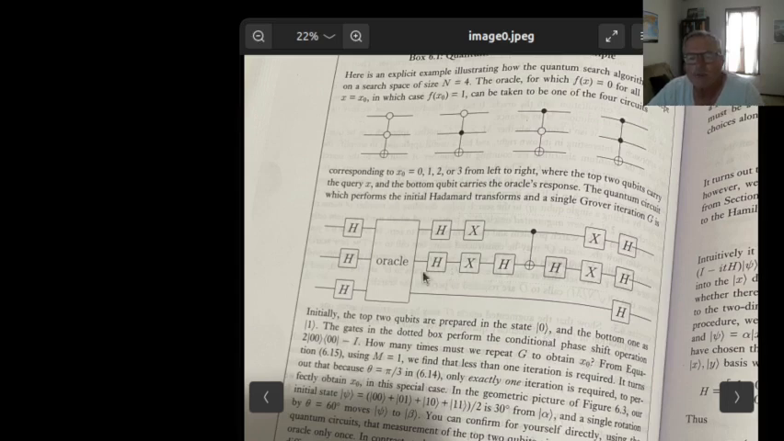Why do we need a superposition? Superposition allows the oracle to decide on the sorting process by looking at all the possible states of 2 bits. That means 0 0, 0 1, 1 0, 1 1. All those different spots are going to be considered by the oracle.